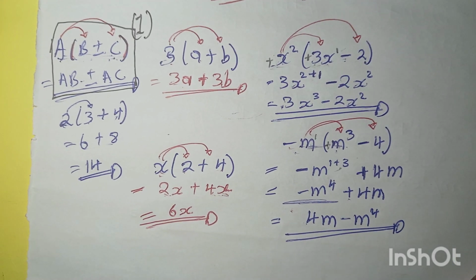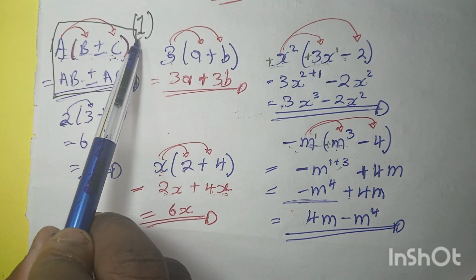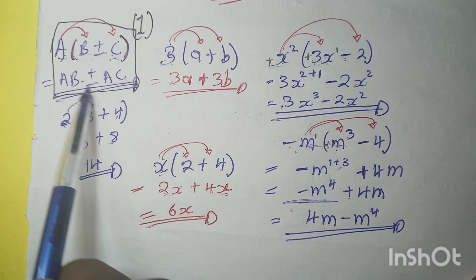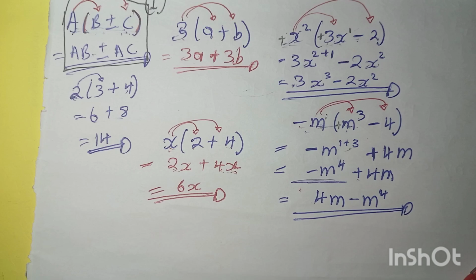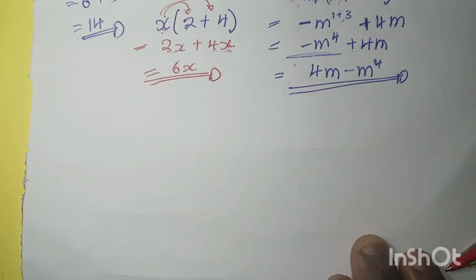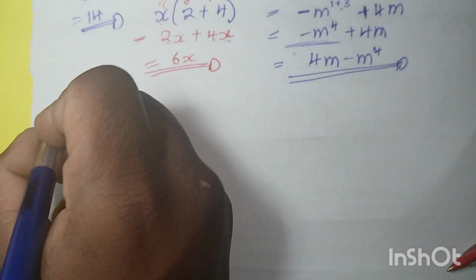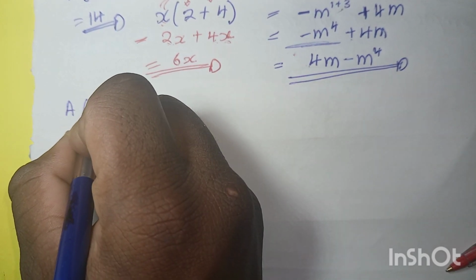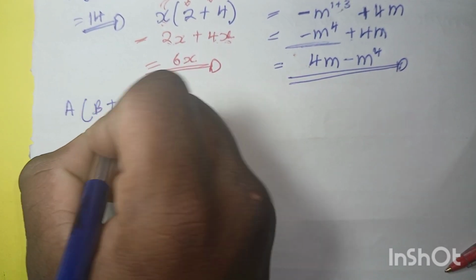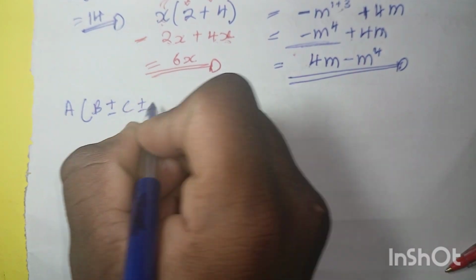So this one is just the first method. So let me try to show you the second method, the second format that you usually come across. Do you see this one? It is the first format. You will usually get this kind of a format, whereby you will get something like A, it will be B plus or minus C plus or minus D.